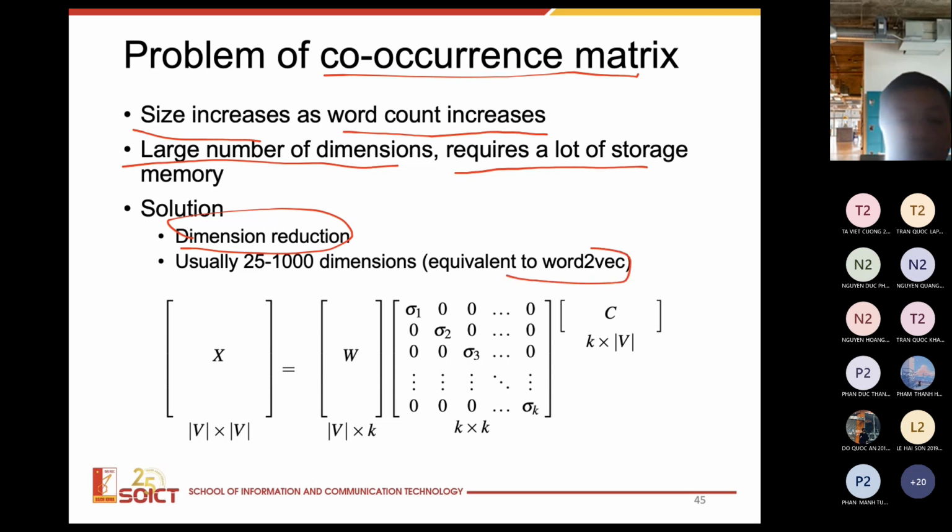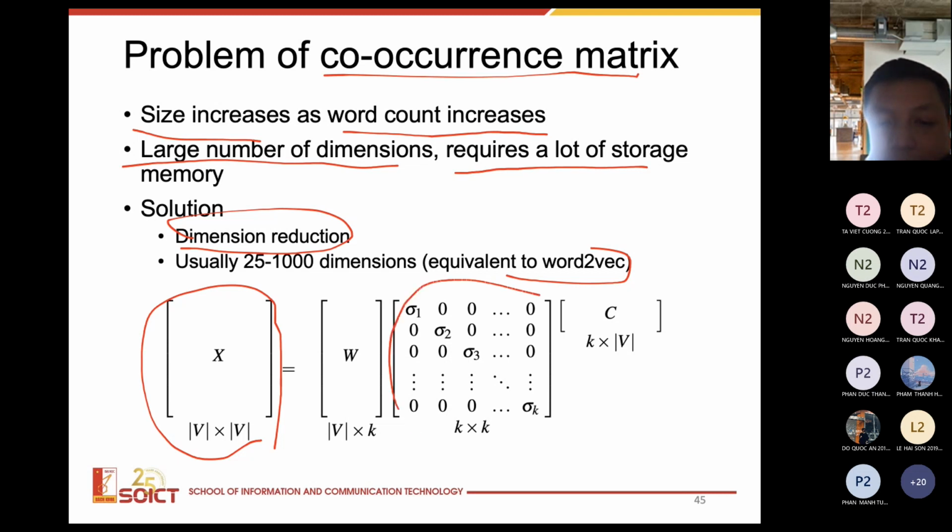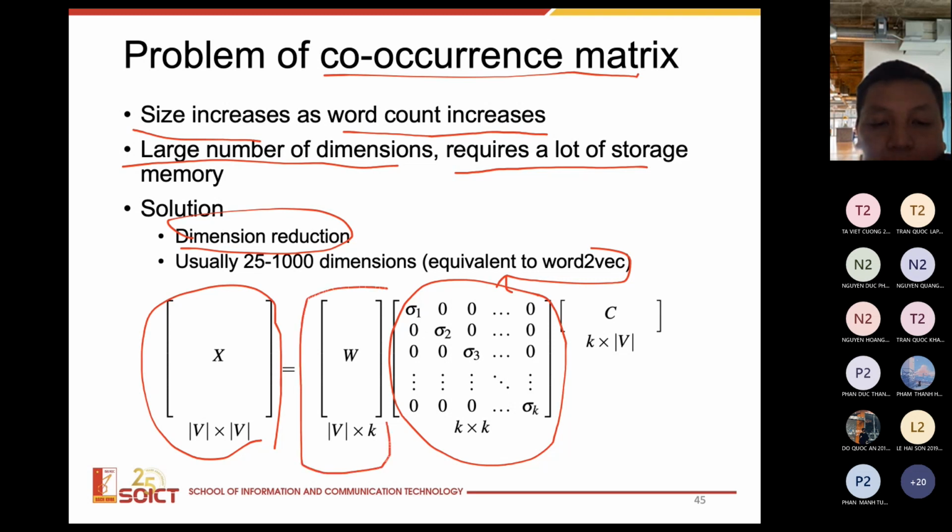For example, this is the co-occurrence matrix we have at the beginning. We can use SVD matrix factorization to factorize the matrix X into W, sigma, and C. And we can use this matrix here, W, not the sigma, as the word vector for every word in the vocabulary V. And now the size of the vector is K, not V anymore.